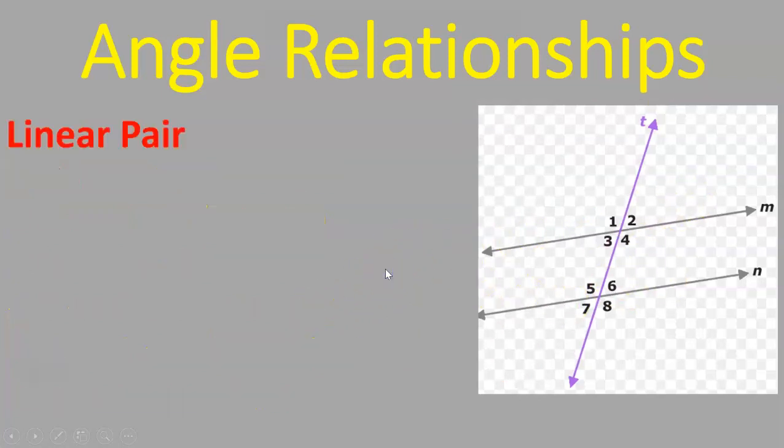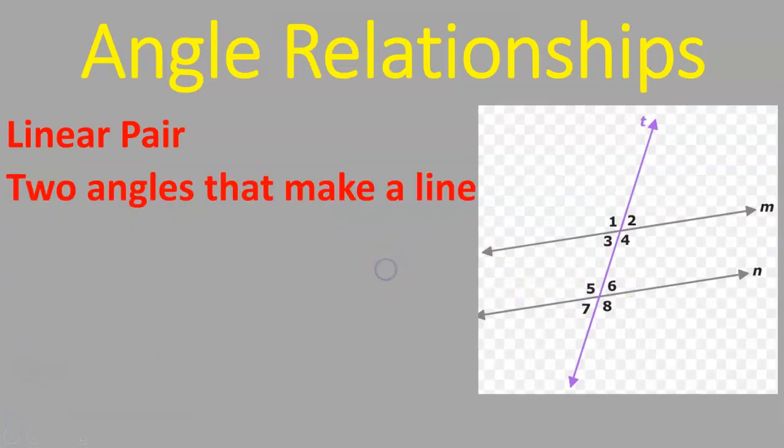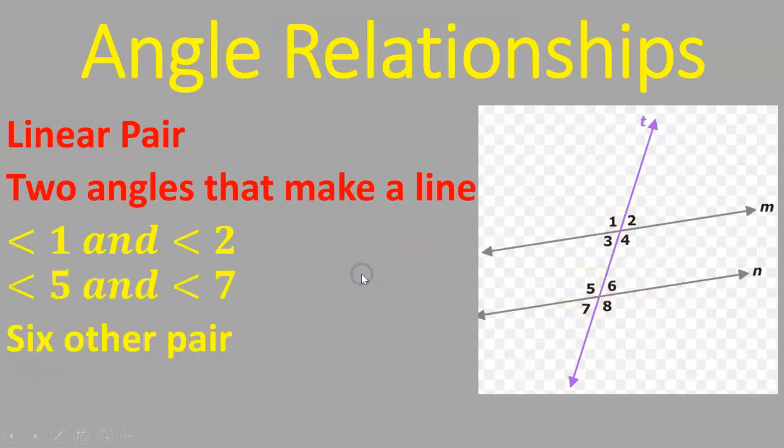We've already established linear pair. Those are two adjacent angles that make a line. 1 and 2 are an example. 5 and 7 are an example, side by side, and there are 6 other pairs. Linear pairs are also supplementary, regardless of whether the lines are parallel or not.